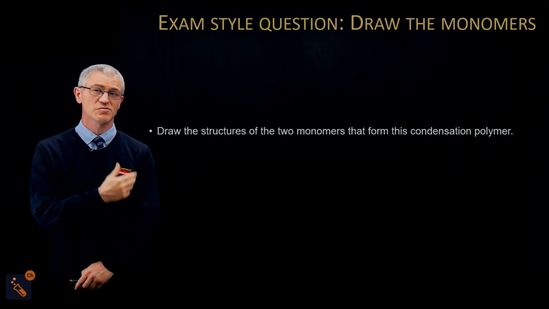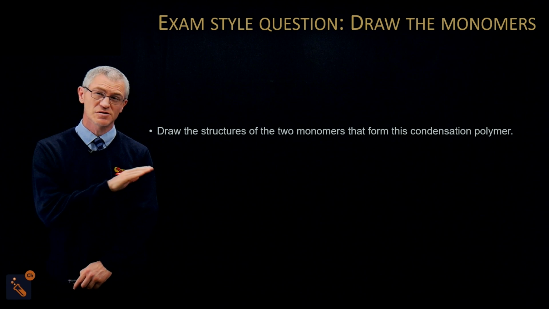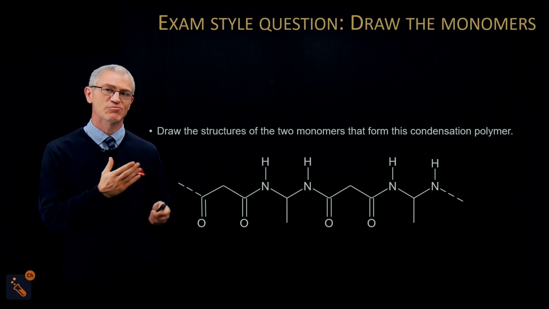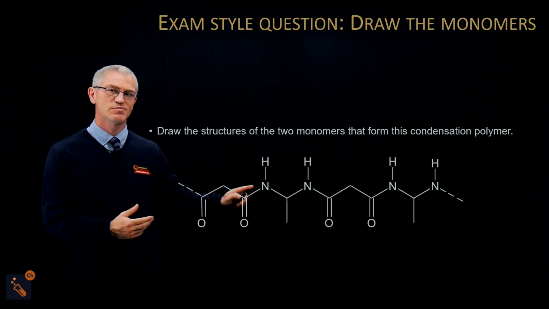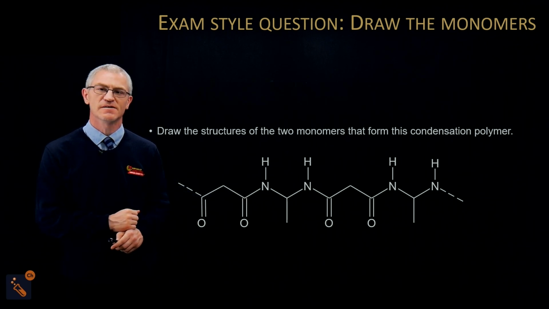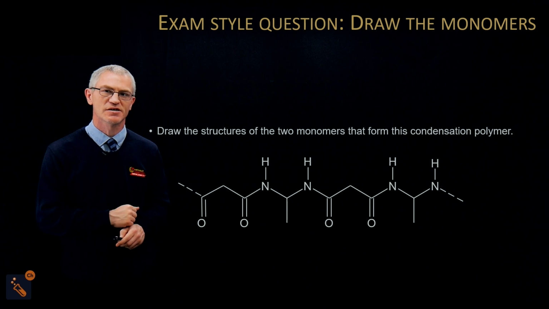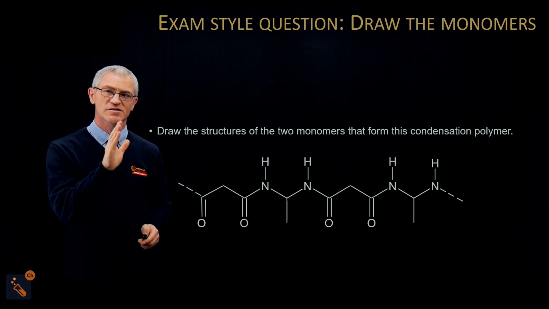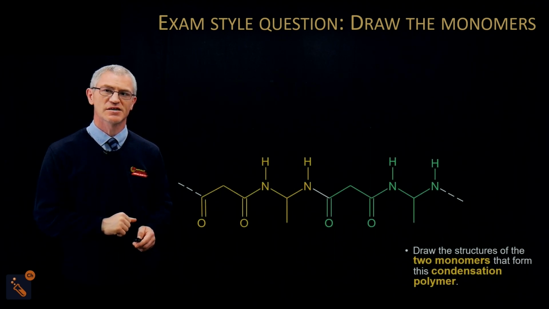So draw the structure of the two monomers that form this condensation polymer. You can do this with polyesters as well, but with amides they normally tend to put them in some form of formula like this because they can get quite complicated with structural formula. Now, if we look here, we just do it in exactly the same way. So let's move that across and make ourselves some space.